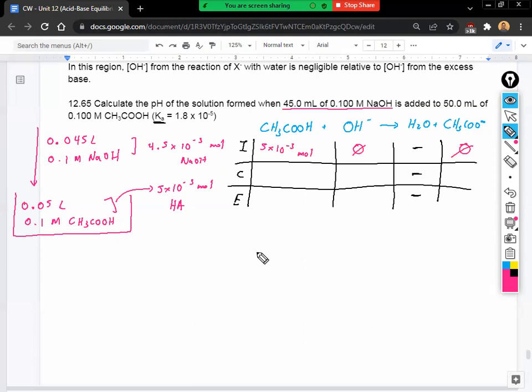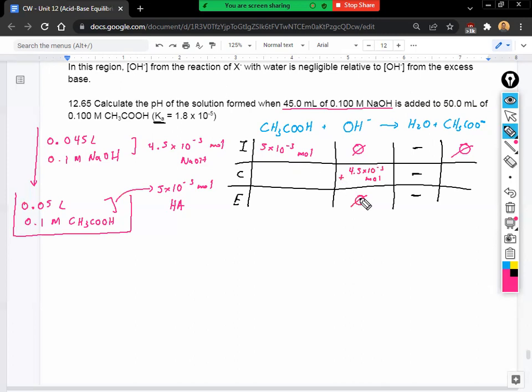Okay, so if we add sodium hydroxide to it, again, we get priority with the sodium hydroxide, right? So plus 4.5 times 10 to the negative 3 moles. Now this guy right here is going to dissociate completely. So how much hydroxide will we have at equilibrium? 0, yeah.